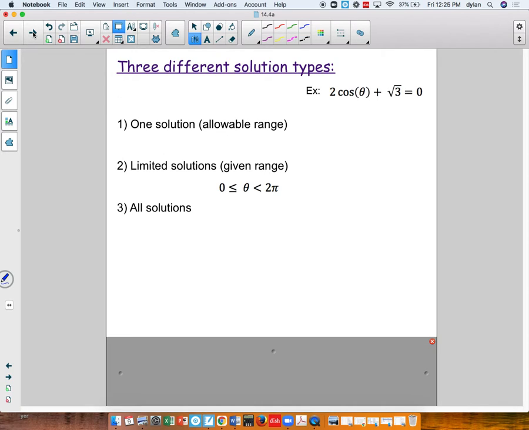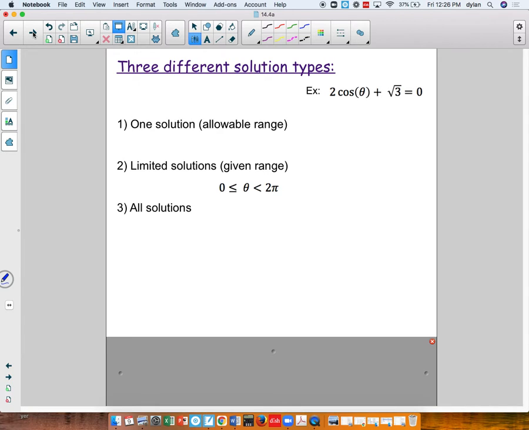So we might allow all solutions that fall on the unit circle, in other words, all solutions between 0 and 2 pi, not including 2 pi. The third possibility is that we might allow infinite numbers of solutions. And we saw when we started our last section that anytime you're taking an inverse of a trig function, you could have infinitely many angles that would result in that same value. So there are infinite solution possibilities as well.